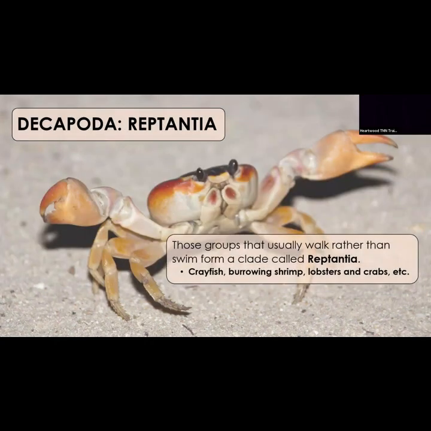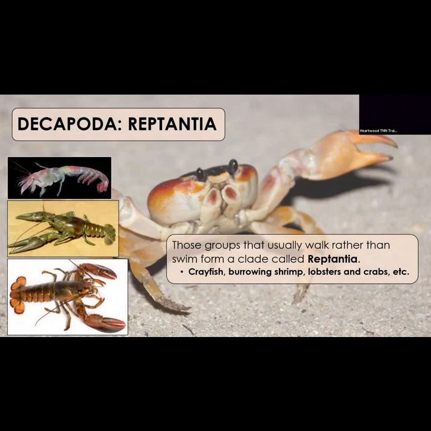Final part of decapods, those are the Reptantia. These are the ones that prefer to crawl or walk than swim. So like our good buddy here in the back, we've got our crabs. They're more known for their walking, their climbing. So are crayfish, burrowing shrimp, lobsters. Those are all of your decapods. So our 10-footed walkers are our Reptantia.